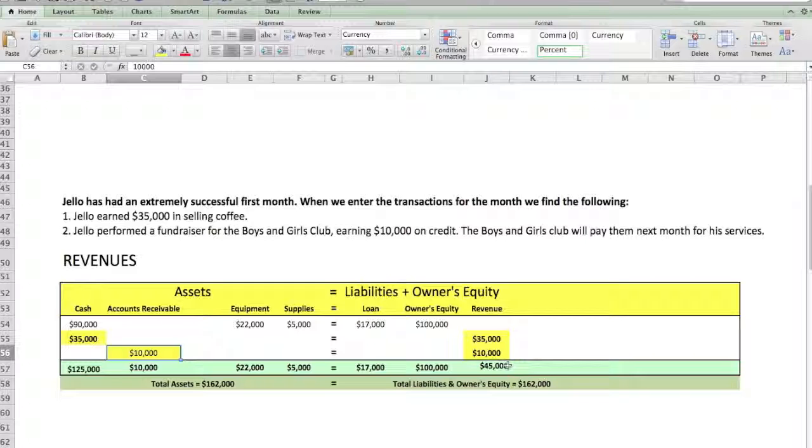And you're going to keep track of this over the course of the whole year. So this will be a running tally as you go. In the end, you end up with $162,000 in assets. And when you combine all these, it's $162,000 in liabilities and owner's equity.